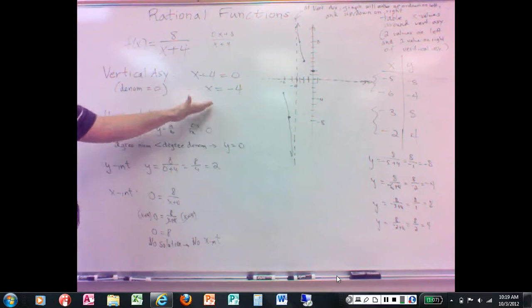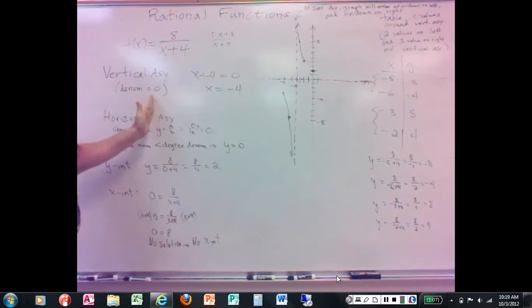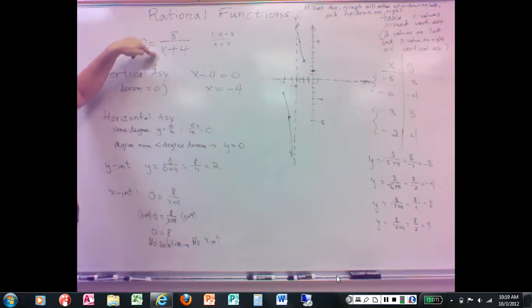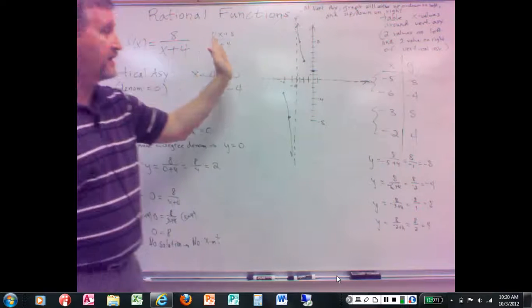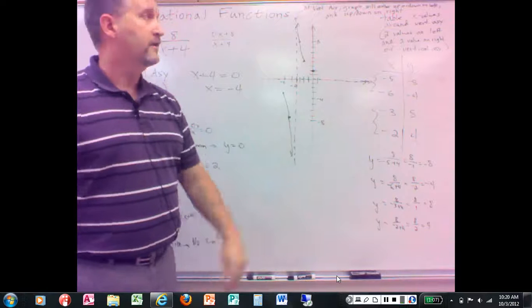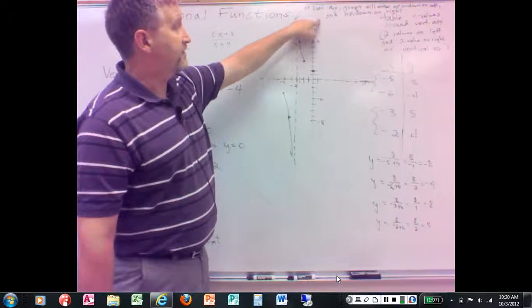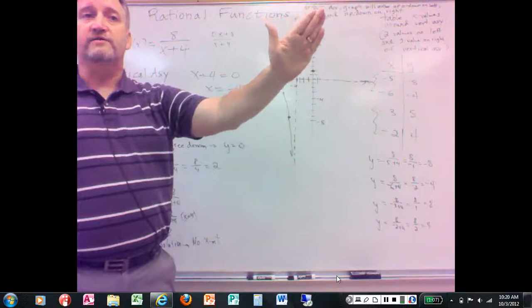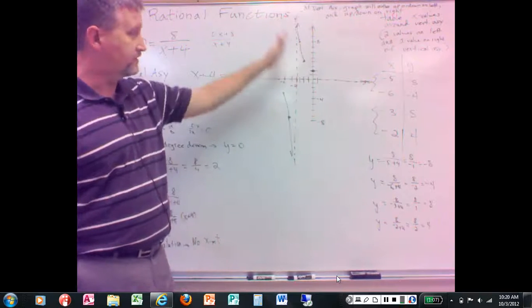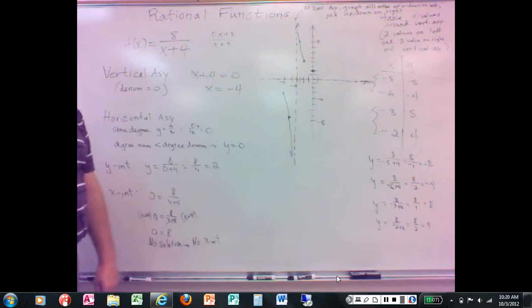We have a vertical asymptote when the denominator equals 0. And that's because we don't have a value. If I set x to be -4, I have 8 divided by 0, that's undefined. So the graph cannot cross this vertical asymptote. That's another component here. It either goes up or down at it, but it doesn't cross the vertical asymptote. So that's why we get this action here.